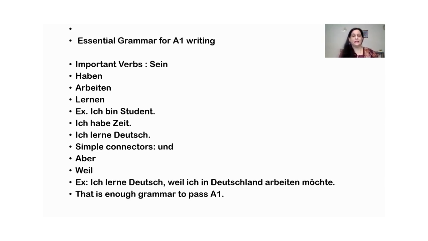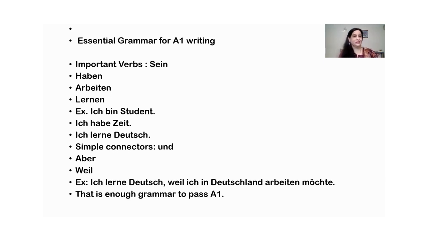Ich habe Zeit. This is an example of haben. Ich habe Zeit. I have time. So how we can use these verbs in a sentence, that we are going to see here, but very simple sentences. Okay. Ich lerne Deutsch. I learn German. These simple types of sentences are expected in Goethe A1.